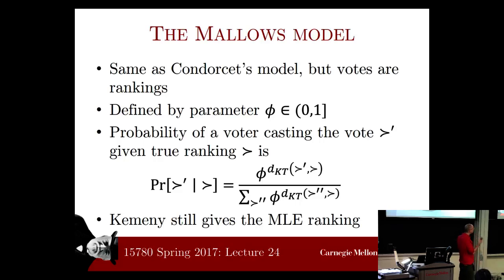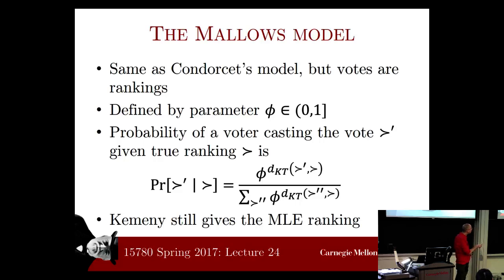Okay, so intuitively what this is saying is the further away a ranking is from the ground truth, the more disagreements it has, the smaller its probability is. And the disagreements are again measured by disagreements on pairs of alternatives, so according to the Kendall-Tau distance. Right, so a voter is less likely to cast some vote, the more disagreements it has with the ground truth.